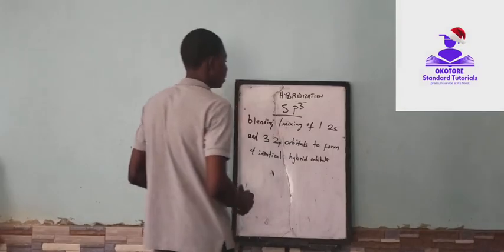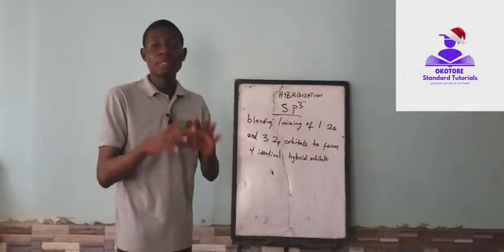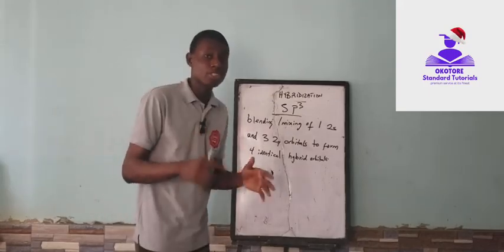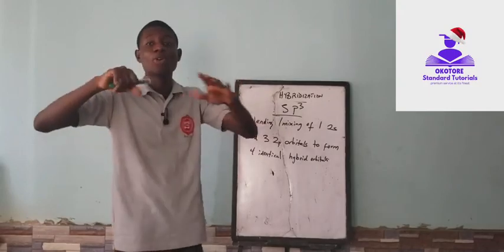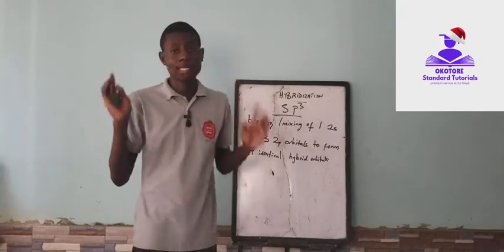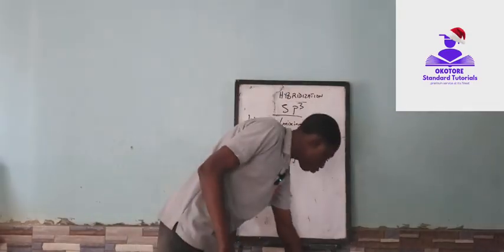Are we clear? So let me define it again. So I said our sp3 hybridization is what? Blending or mixing of what? 1 2s and 3 2p orbitals to form what? 4 identical hybrid orbitals. Very simple.